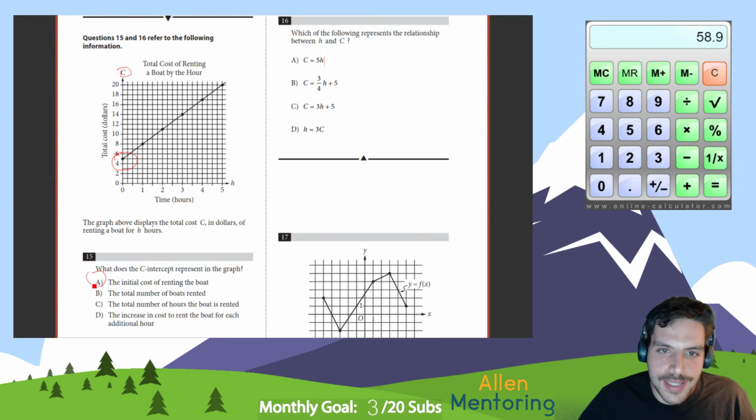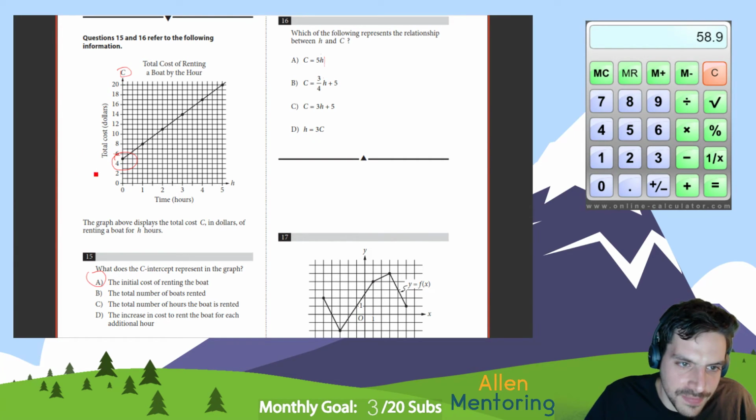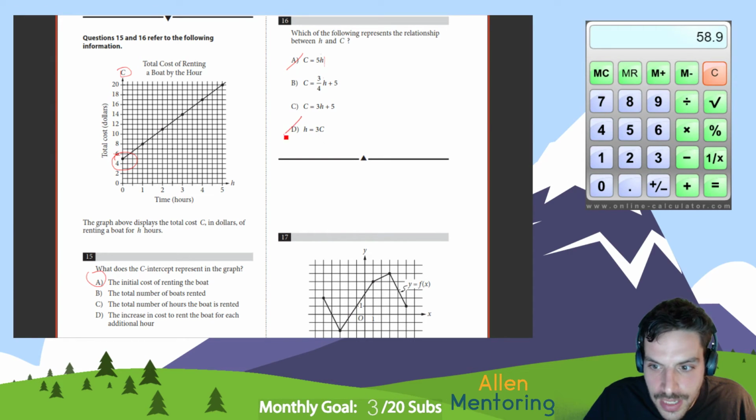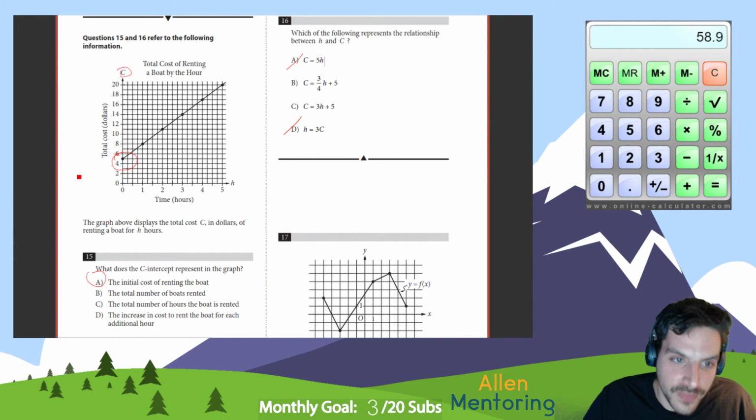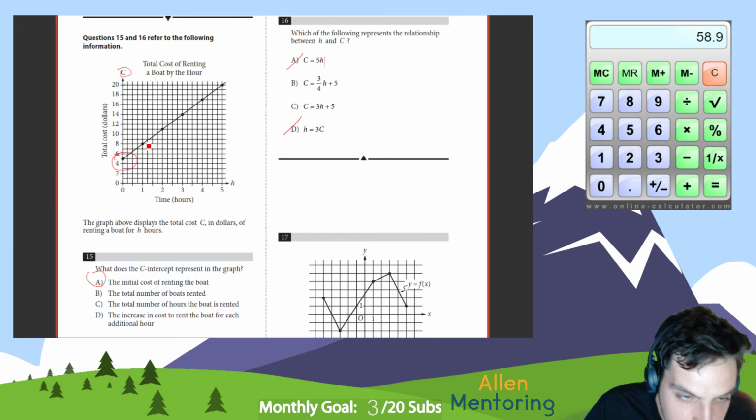16. Which of the following represents the relationship between H and C? So they're basically asking for the equation of this line. Well, the y-intercept we know is positive 5. So chances are we're going to want plus 5 in one of these. So A is out, D is out. Okay. What is the relationship? So what is the slope of this graph?